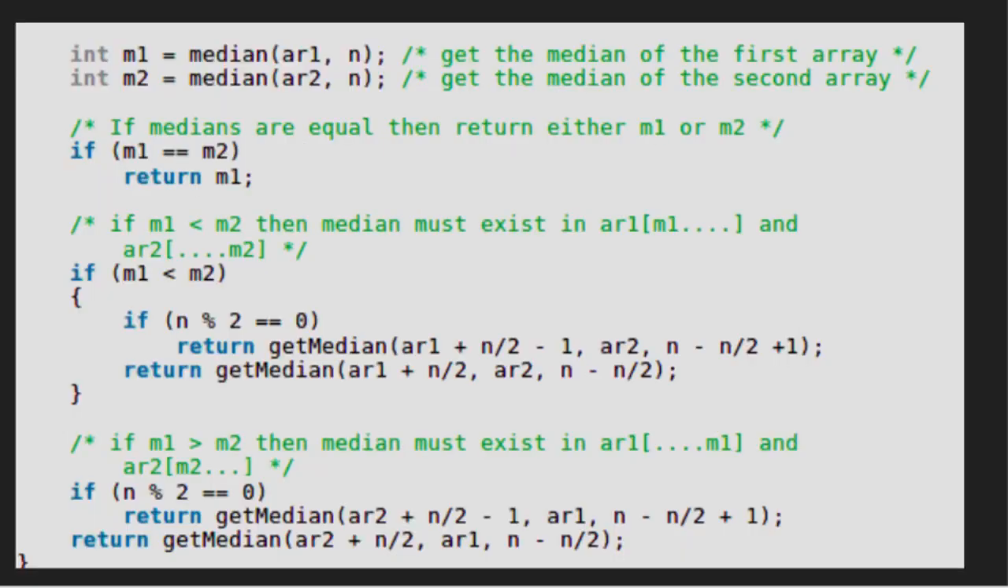If n is greater than 2, we first get the medians m1 and m2. If m1 equals m2, we return either m1 or m2. If m1 is less than m2, then if n is even, we return getMedian of array 1 plus n by 2 minus 1, array 2, n minus n by 2 plus 1. Else we return getMedian of array 1 plus n by 2, array 2, n minus n by 2. Similarly, when m1 is greater than m2, we return the other halves.